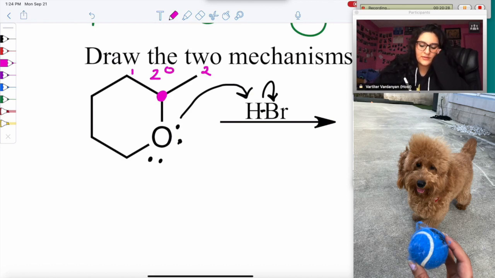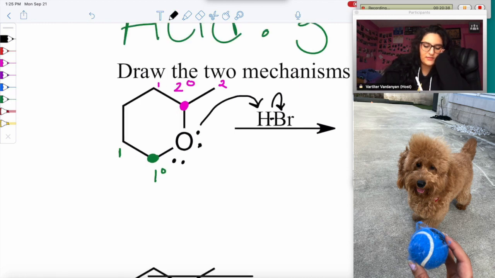Versus the one in green, which is attached to 1 carbon, and that's it. So this is primary. Actually, let's just do tertiary for now. If we had something that looks like so, the pink carbon is attached to 1, 2, 3 other carbons, so it is tertiary. Make sense?